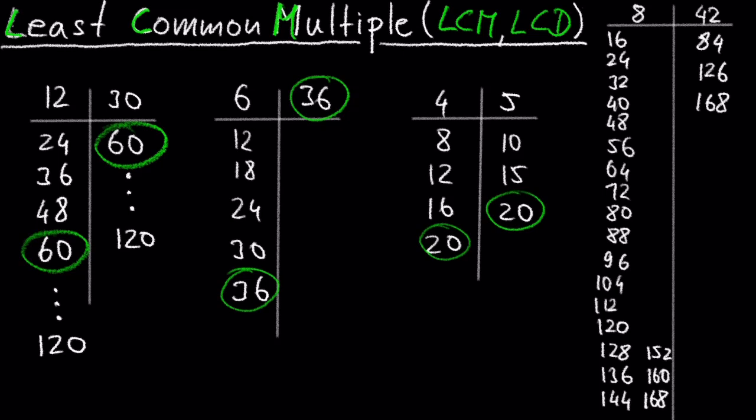Let's see if we have 84 on the left hand side. Unfortunately, not. What about 126? No, unfortunately not. Do we have a 168 on the left hand side? Yes. So 168 is a common multiple of 8 and 42. And it's also the least one. So 168 is the least common multiple of 8 and 42.